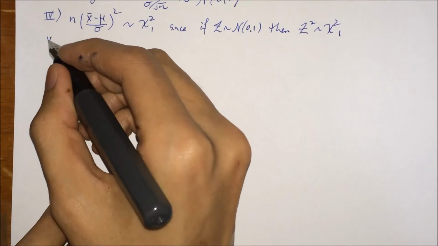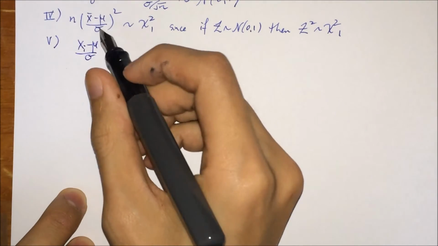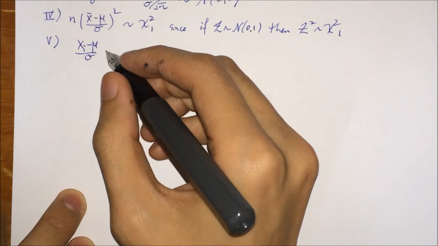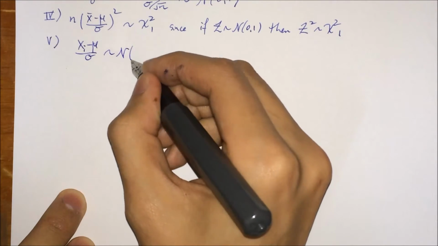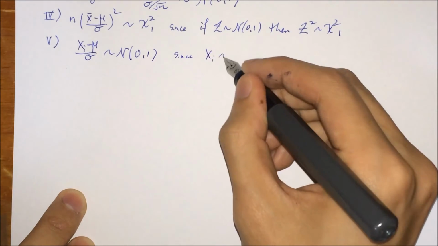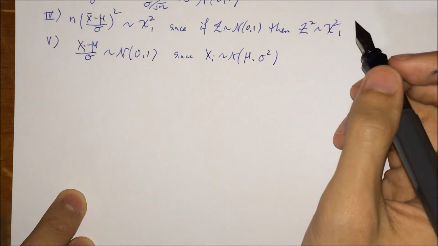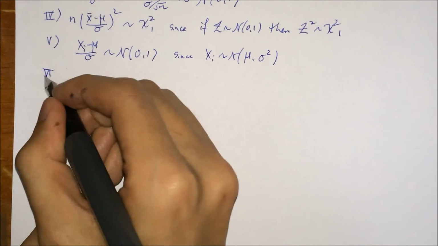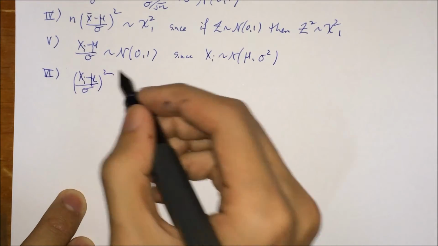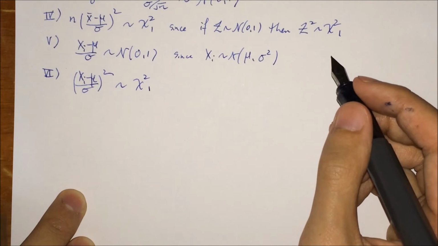Part 5, we have xi minus mu on sigma, but since you know xi is normally distributed with mean mu and variance sigma squared, then obviously this is just standardizing the normal. So this is normal 0, 1, since xi is normal mu sigma squared. Okay. Next is the same as before. Obviously xi minus mu on sigma, all squared. You're squaring a normal 0, 1, so this of course has to be chi-square 1. Right.